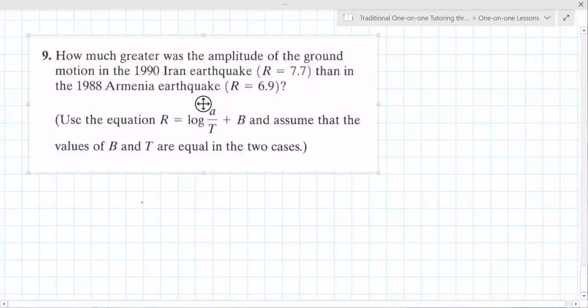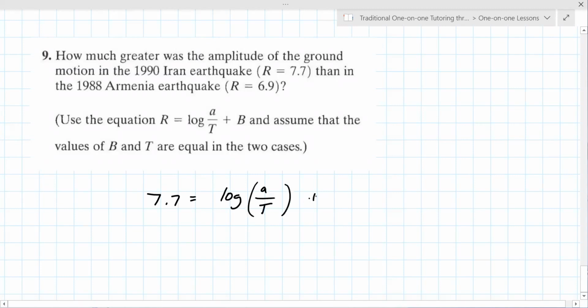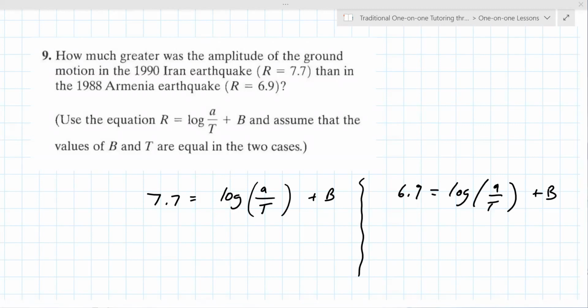All right, so 7.7 equals log A over T plus B. And then the other one is 6.9 equals log A over T, big T plus B. And they're saying B and T are the same in both, which means you could set them equal to each other. We're going to eventually want to divide these problems.